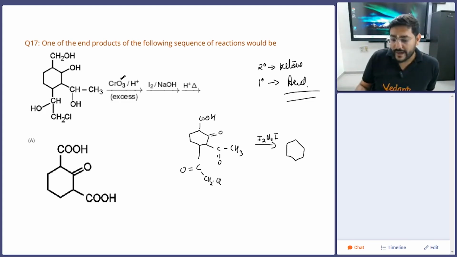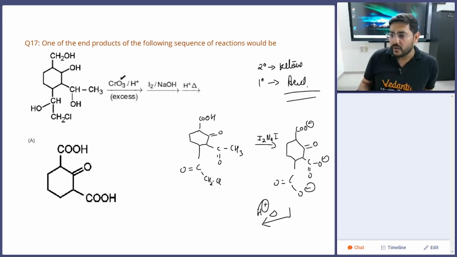Because basic condition is there, we are going to get COO negative here, and here also we are going to get C double bond O and negative. Now in H plus and heating condition, after acidification, when you heat it, decarboxylation is going to take place. Because it is going to be unstable, beta-keto carboxylic acid, the CO2 is going to be removed. We are going to get C double bond O and COOH.